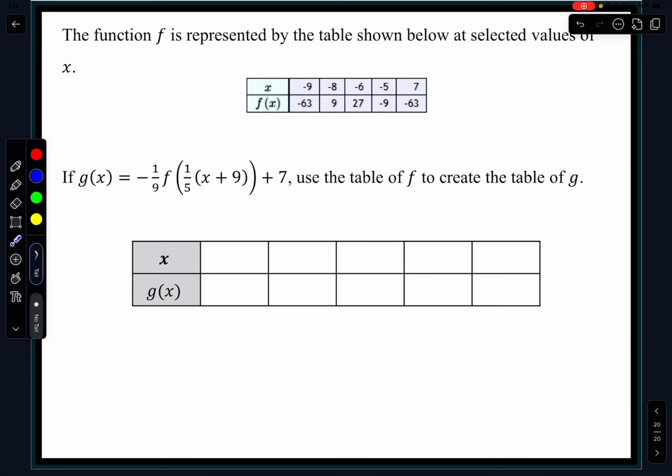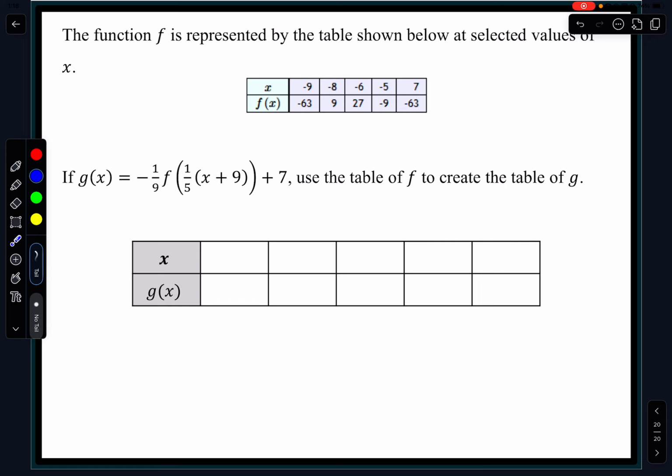I'm going to explain this problem similar to what you have for homework. And our objective here is to fill in the input and output values to the function g using the input and output values of f, where g is defined as negative 1 over 9 times f of 1/5 of x plus 9, and then plus 7.